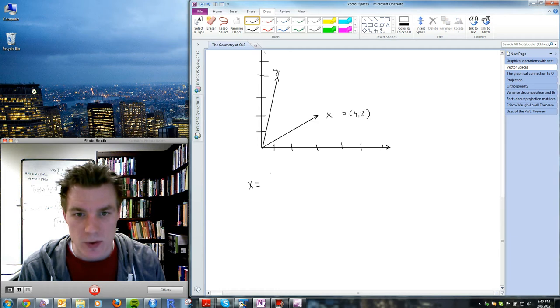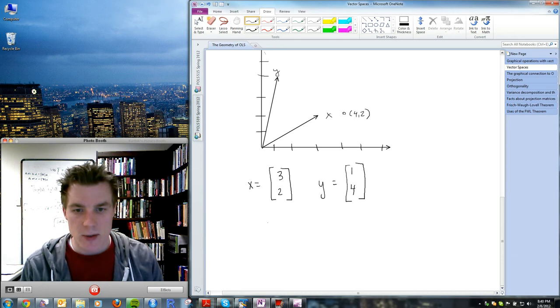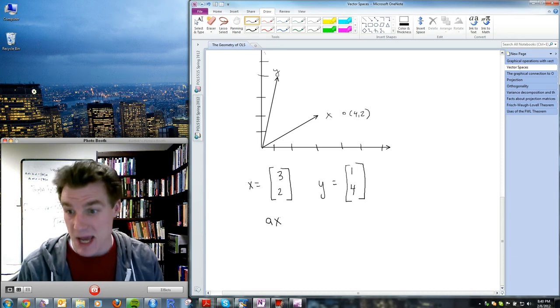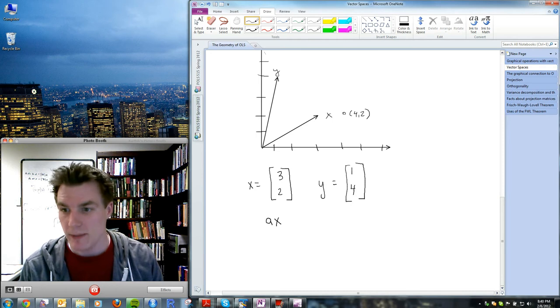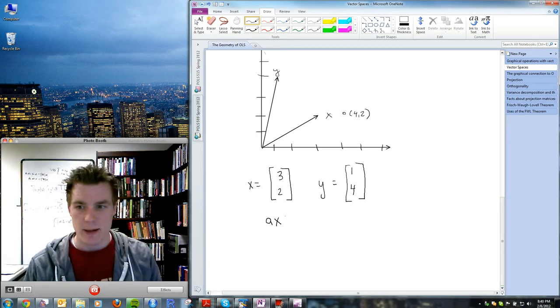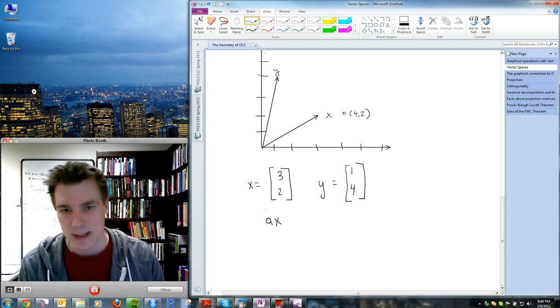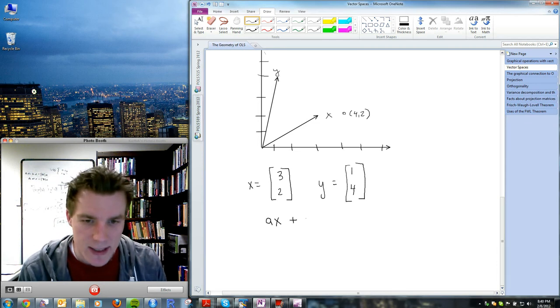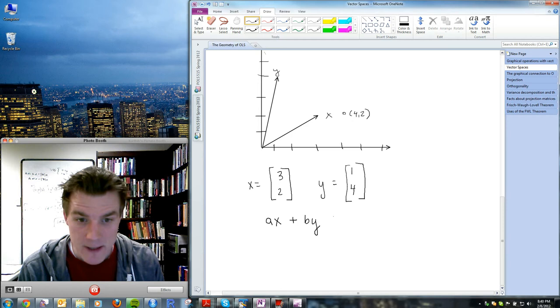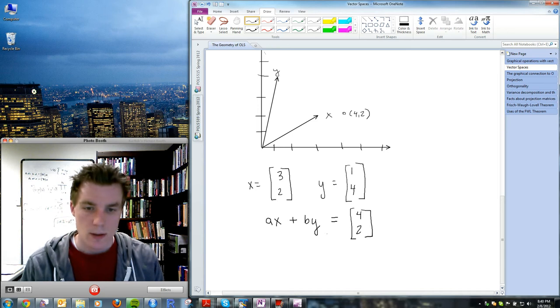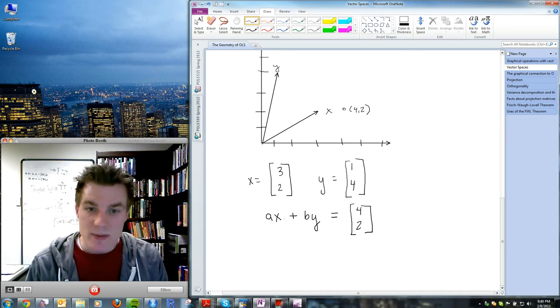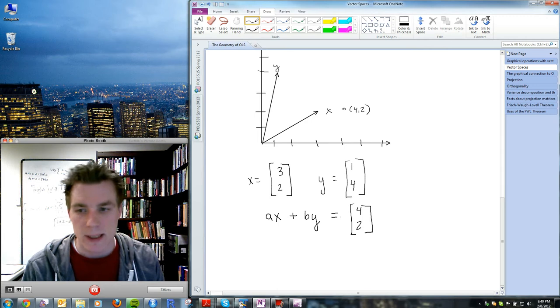So x is equal to 3, 2, and y is equal to 1, 4. And what we want to do is stretch x by an amount a. So that's a multiplier. I could maybe double it with 2x, or halve it with a half x, or go in the opposite direction with negative x. I want to stretch or shrink x, and then stretch or shrink y by a factor b, and I want to get to the point 4, 2. So I've got a times 3, 2, plus b times 1, 4 equals 4, 2.